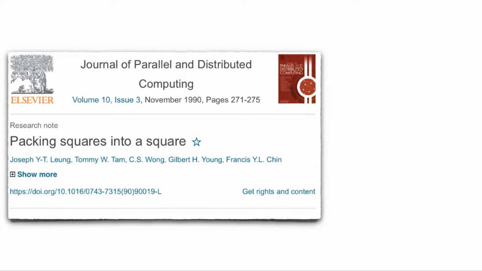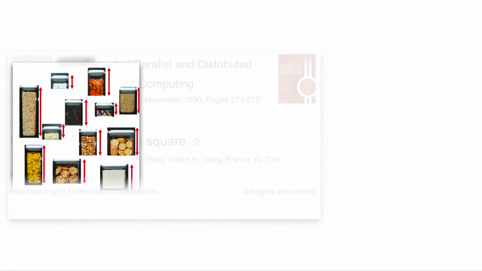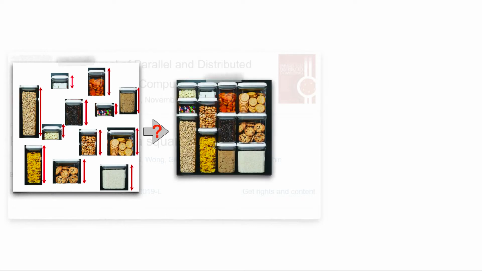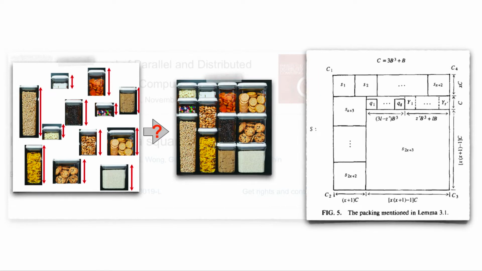Given a set of numbers, partition it into triples of equal total size. The proof shows that the numbers of any three-partition instance can be encoded as squares in a packing instance. These fit into the container if and only if there is a feasible three-partition.